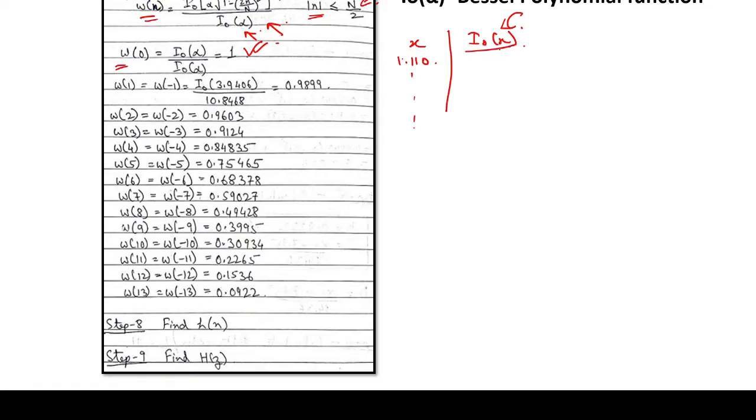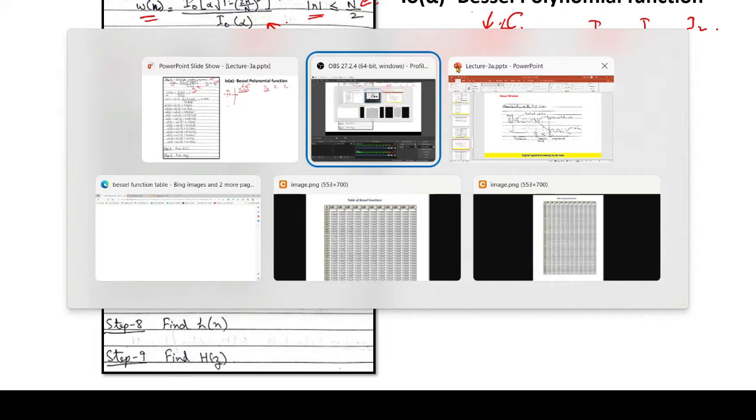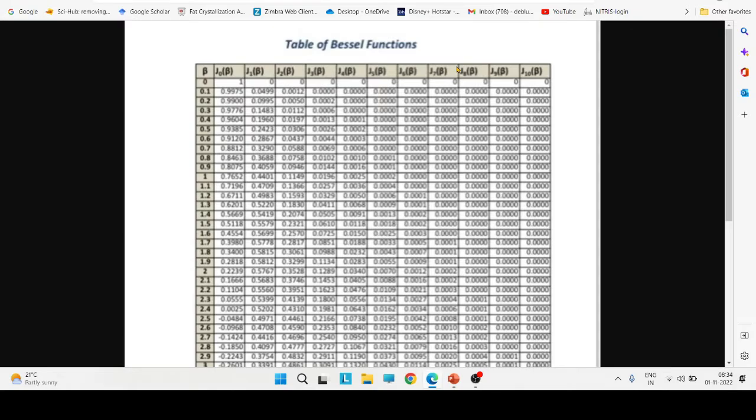Now this I0 of x is nothing but a function of x. And why I0? Because when you try to calculate the Bessel function, there can be separate orders. So there can be I0, I1, I2. What we have to do is take the value corresponding to I0. So for every value of x, you will be getting a value of I0 of x. If beta corresponds to x, then we will be having the Bessel function I0 of beta. So for 0 it is 1, and likewise you will be getting a series of values, and corresponding to the series of values you will be getting the Bessel function.